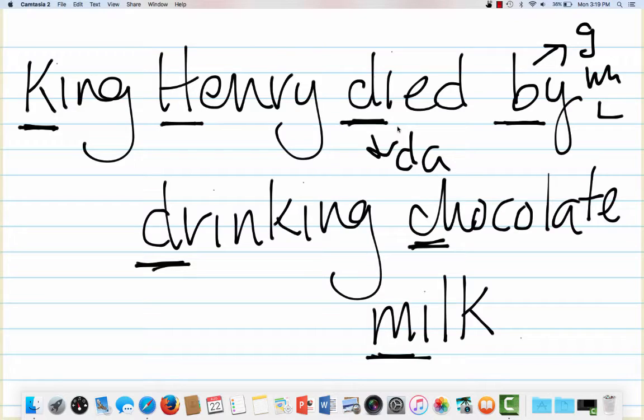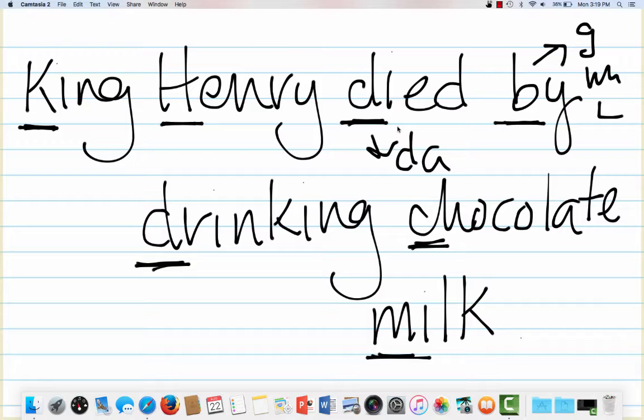So this is the saying that every single science teacher I have ever been around teaches their students in order to remember the metric system. King Henry died by drinking chocolate milk, and it'll help you remember the order of the metric system prefixes.